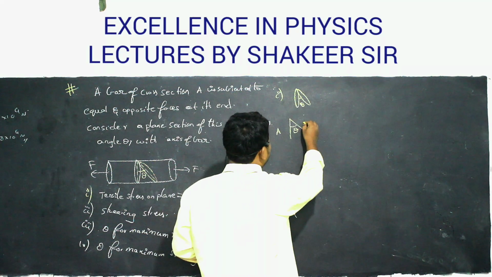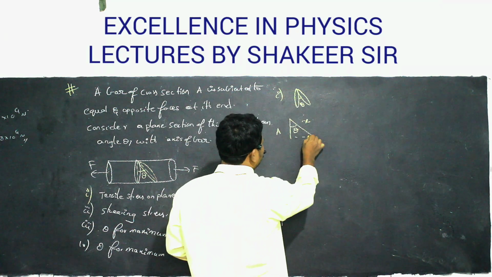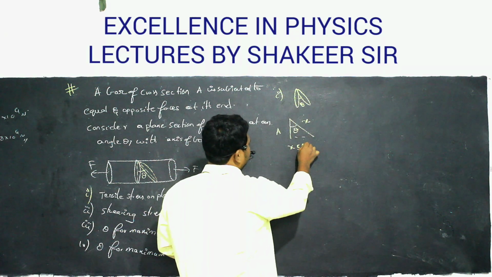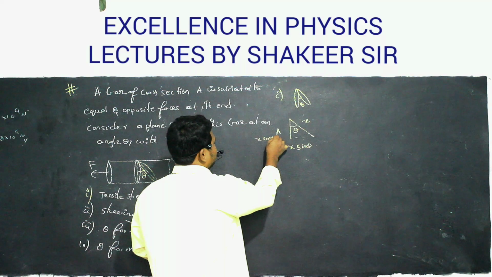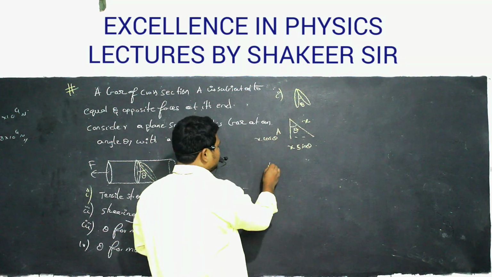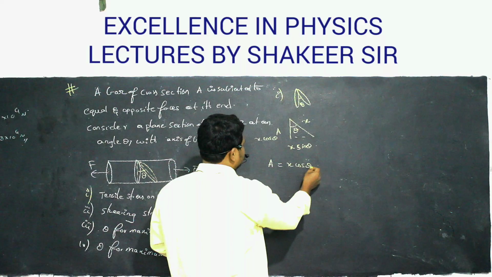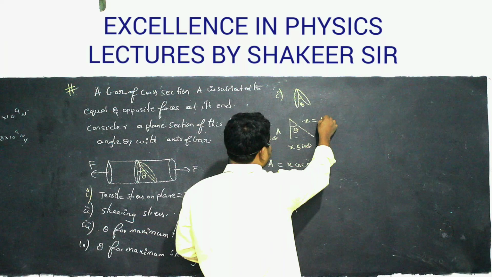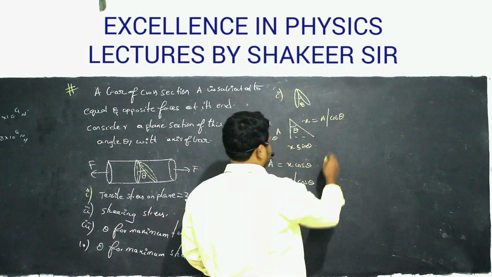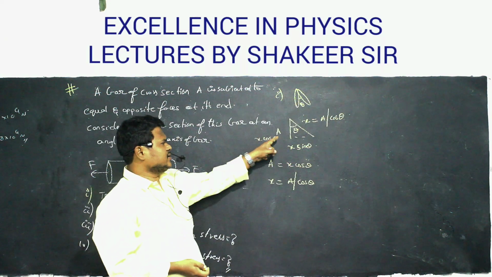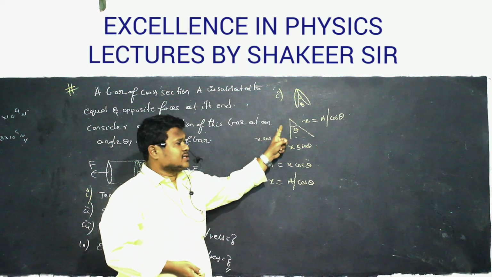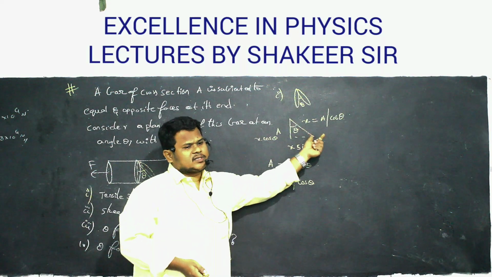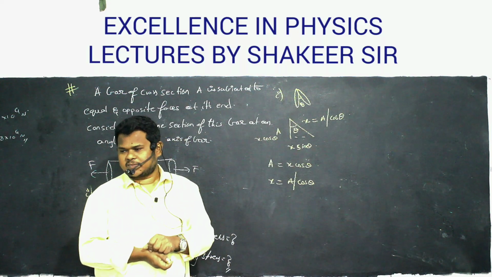See, you can take this to be x, no? Then here I am forming a right angle triangle. Then this x vector, how can I split? This is x sin theta and this is x cos theta. X cos theta is nothing but A, so A is equal to x cos theta. Therefore x is equal to A by cos theta. So if the area of the given cross section is A, then the area of the cross section at an angle of theta is x, equal to A by cos theta. Are you able to understand?